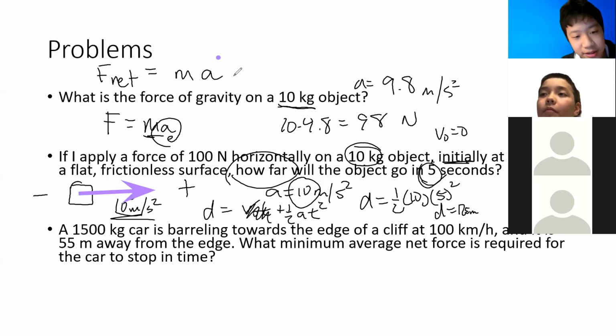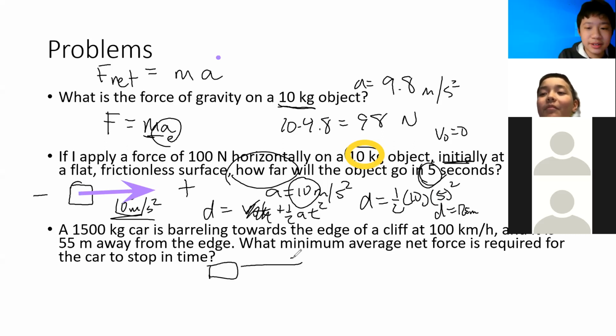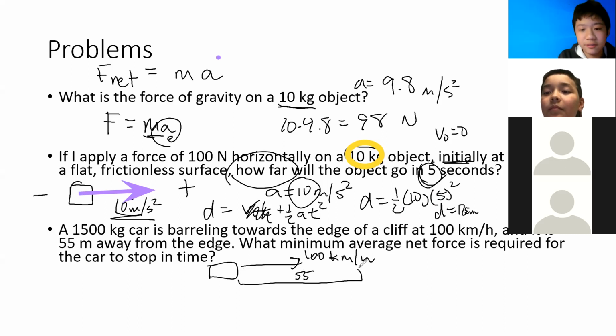Okay, so the last question is actually really similar to the second one. A 1,500 kilogram car is barreling towards the edge of a cliff at 100 kilometers an hour, and it is 55 meters away from the edge. What minimum average net force is required for the car to stop in time? So I have a car, it's going at 100 kilometers an hour, and it's 55 meters away from the edge of a cliff.